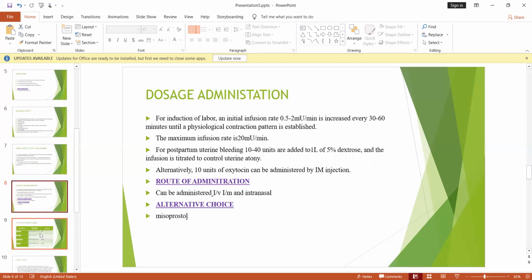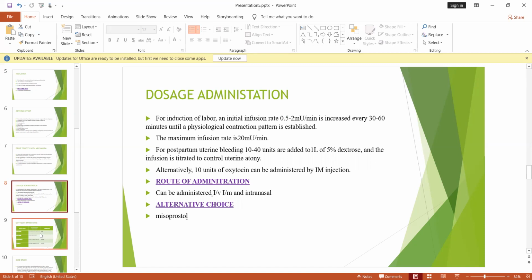Dosage and administration. The dose varies for different conditions. For induction of labor, the initial infusion rate is 0.5 to 2 mU per minute, increased every 30 to 60 minutes until a physiological contraction pattern is established. The maximum infusion rate is 20 mU per minute. For postpartum uterine bleeding, 10 to 40 units are added to 1 liter of 5% dextrose, and the infusion is titrated to control uterine atony.